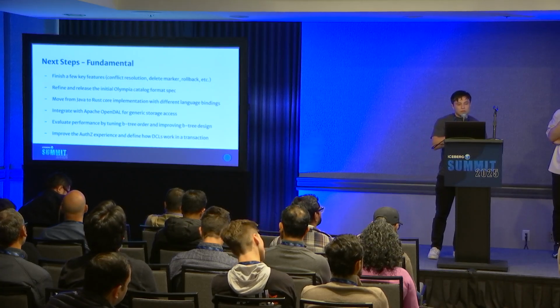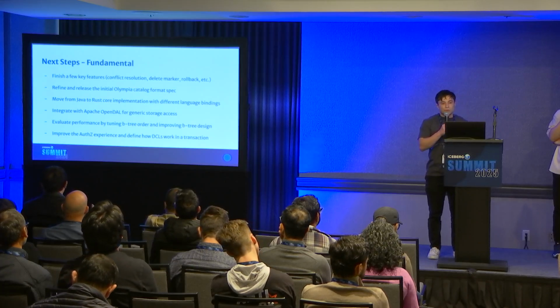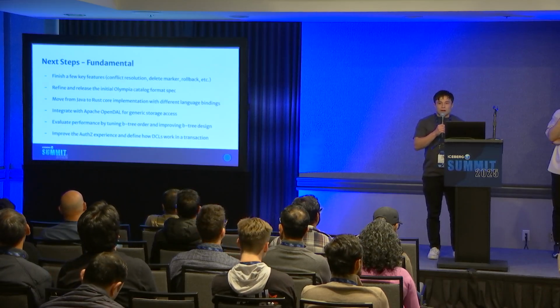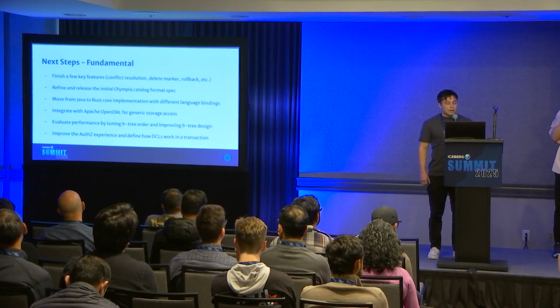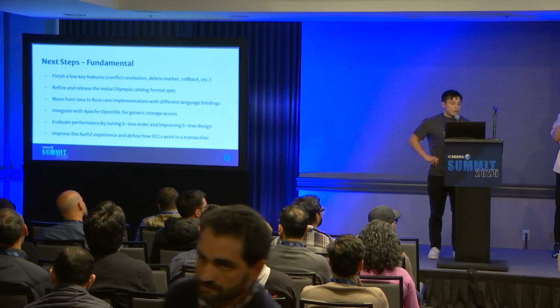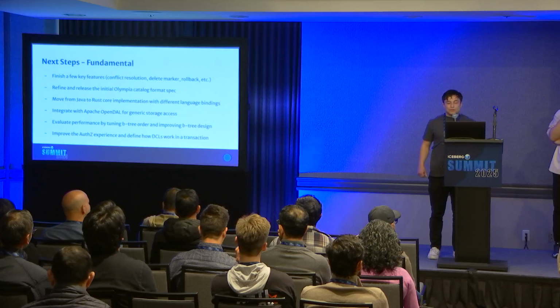Also, we'd like to refine and release the initial Olympia catalog format spec. We'd also want to move from Java, since everything's in Java right now, to a more robust language like Rust and introduce some cross-language bindings. And I also think one thing that's really cool for the storage primitives would be to integrate with Apache OpenDAL for generic storage access.